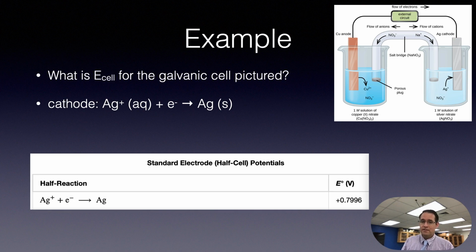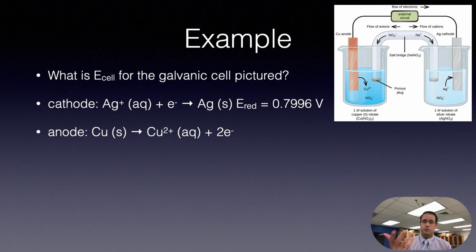You go to the table here and you try to find something that matches. And I see Ag plus plus electron, arrow Ag. So the voltage there is 0.7996 V. Now, if you see V, that doesn't mean volume. You're not plugging in liters or something like that. V just stands for volts or voltage. Next, we think about the anode. Here it's labeled in the diagram. We have copper solid going to produce copper ion plus 2 electrons. Remember that the anode is where oxidation occurs, and oxidation is loss of electrons.